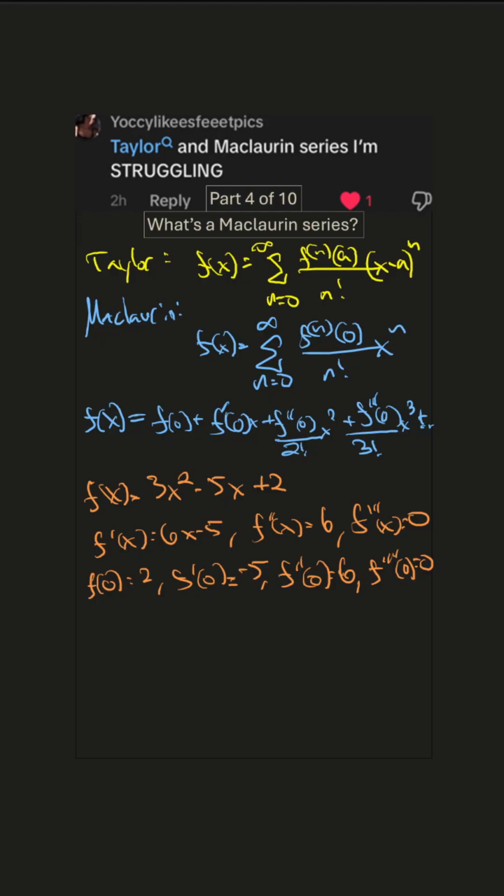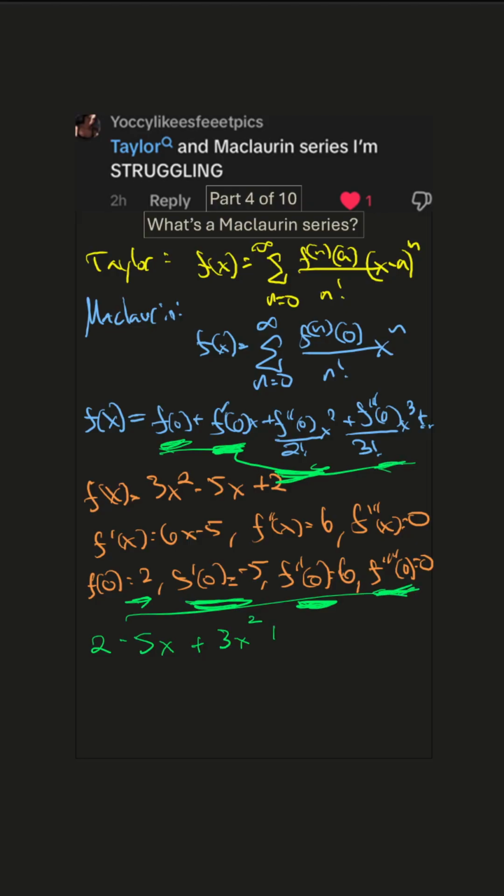So now we can use this formula and these values and see what we get. F of 0 is 2. And then plus f prime of 0 times x, that'll be minus 5x. And then f double prime of 0 over 2 factorial, that'll be plus 3x squared. And then this one will just be 0 because we have 0 here, so plus 0.